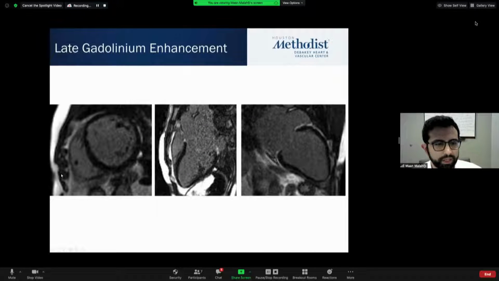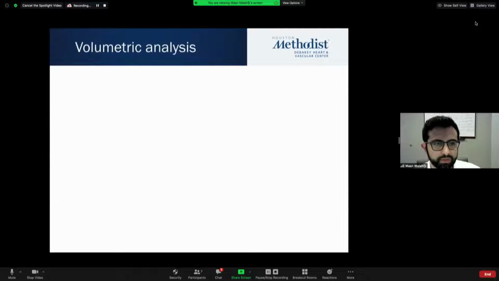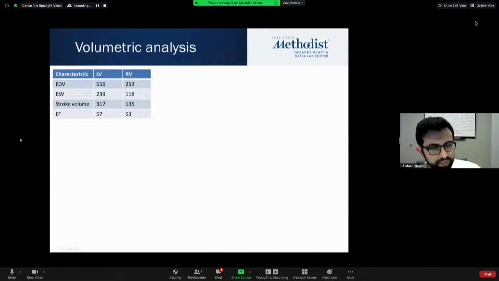We add late gadolinium enhancement to all of our imaging. There have been multiple reports of myocardial scar, primarily from our group and others in histopathologic studies. And this patient did not have any evidence of LGE in these views. So we move on to volumetric analysis, and you see this ventricle is huge.